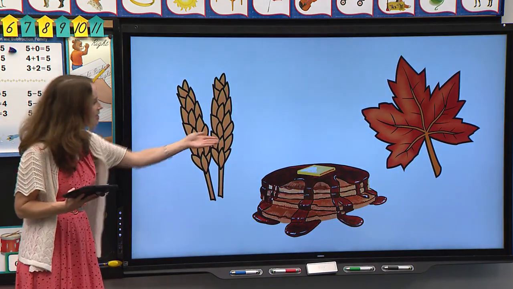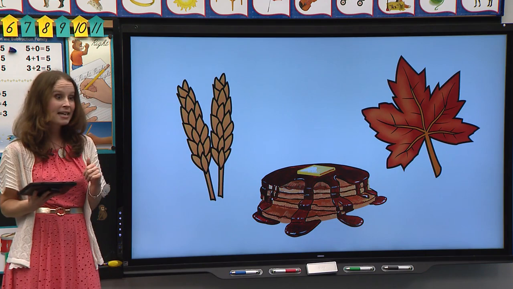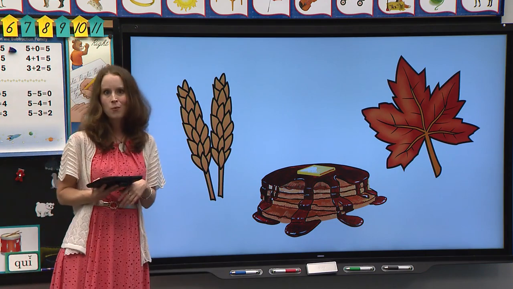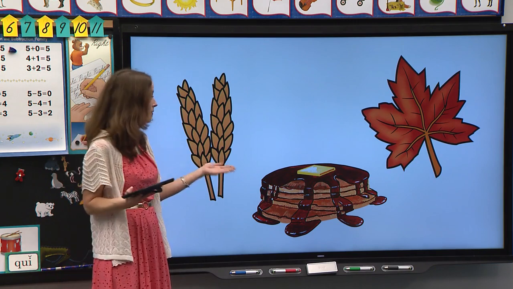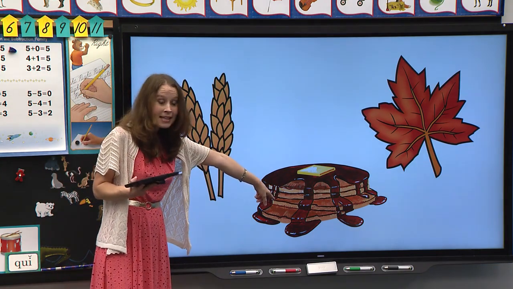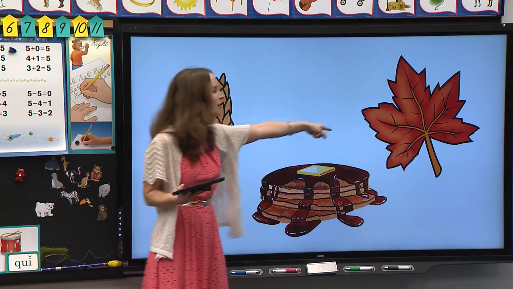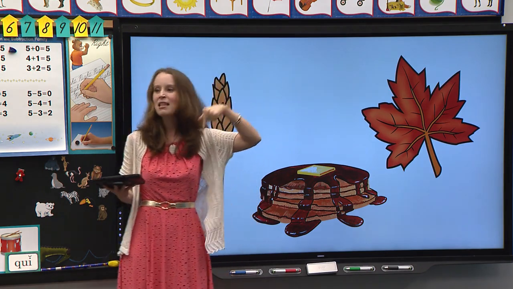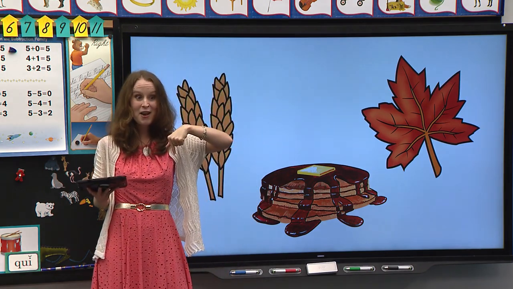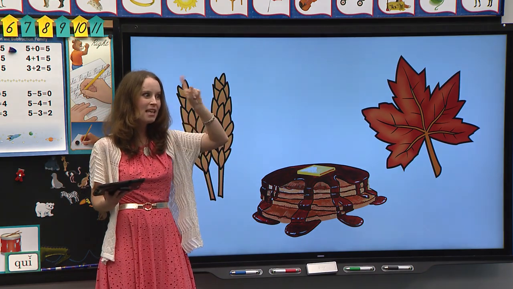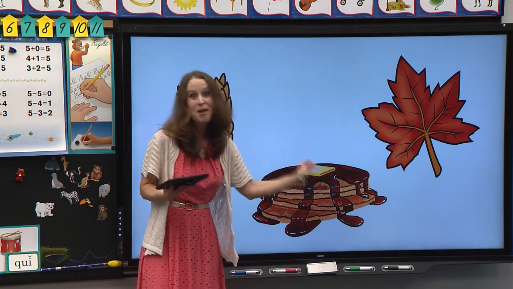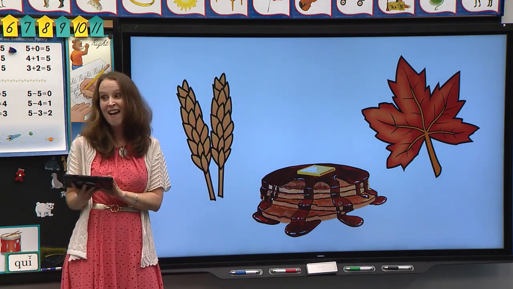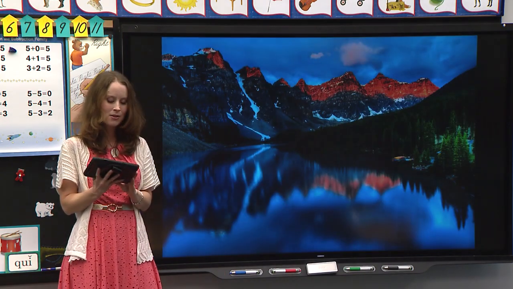Now, you're going to see some illustrations of things that Canada is known for. One thing is wheat. In the middle, their provinces, they grow a lot of wheat, and that wheat is used to make pancakes like this. Over here, we see that maple leaf, just like the flag we see for Canada. They're known for having their maple trees, and from those maple trees, they're going to make what's on top of these pancakes. Maple syrup, something that I like to eat, and I think you probably do too.